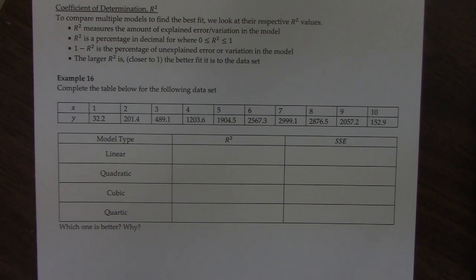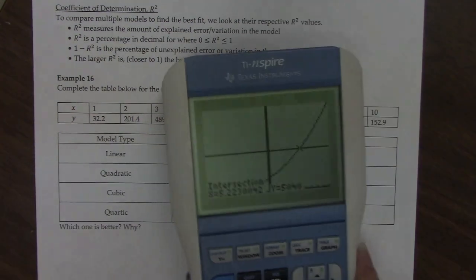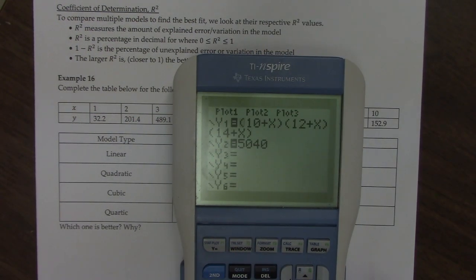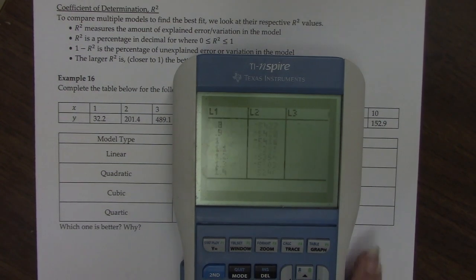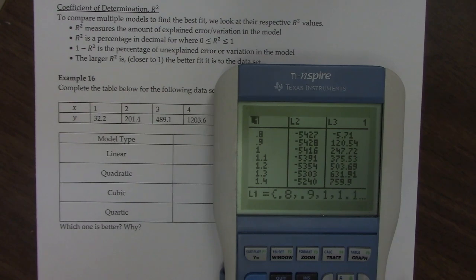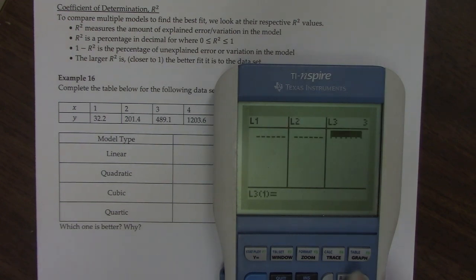So the first thing that we're going to have to do is put this data in our list. So I'm going to go back to my calculator. First I'm going to go to y equals, and I'm going to clear everything out. Then I'm going to go to my lists, edit, and I'm going to clear these lists. All right, so good fresh start. So in L1, I'm going to enter these numbers. It's 1 to 10. So 1, 2, 3, 4, 5, 6, 7, 8, 9, 10.